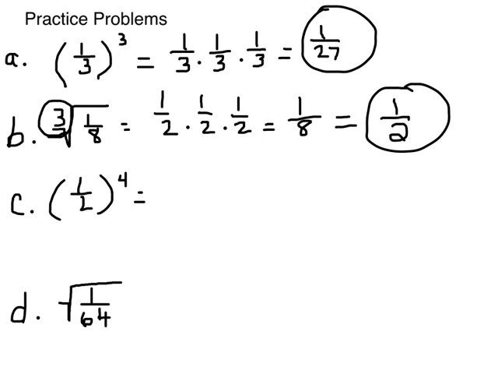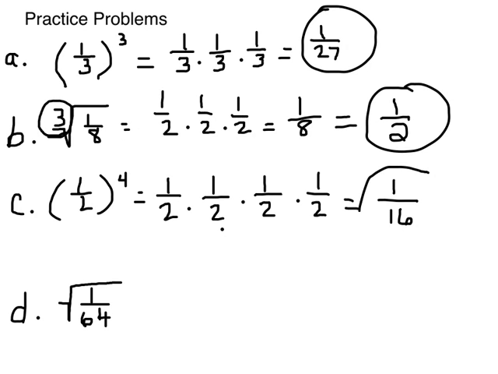C says 1/2 to the fourth power equals what? Well, we're going to write it out 4 times. And we know 2 to the fourth power, 2 times 2 is 4, times 2 is 8, times 2 is 16. So this would be 1/16.